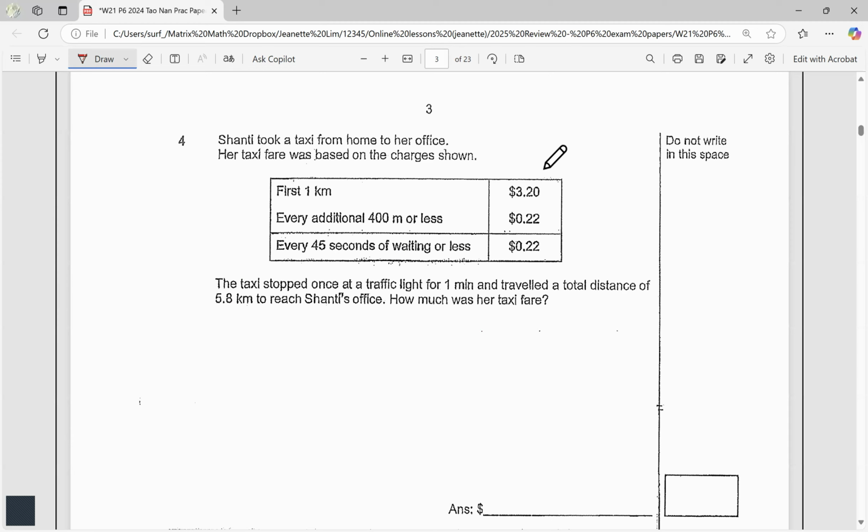For the distance that she traveled, she traveled 5.8 km. So let's find out how much she will have to pay for 5.8 km. The first km is $3.20. So 5.8 km is made up of 2 parts: the first km, and then the 4.8 km. This first km here is $3.20. Now for the 4.8 km, we have to calculate.